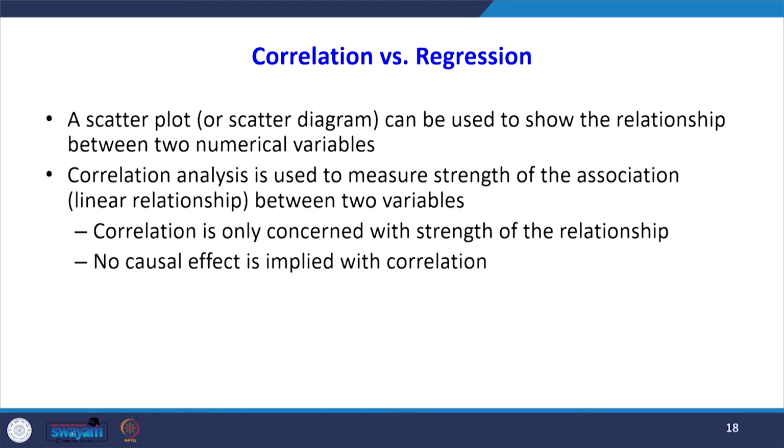A scatter plot or scatter diagram can be used to show the relationship between two numerical values. Correlation analysis is used to measure the strength of association, that is the linear relationship, between two variables. Correlation is only concerned with the strength of the relationship. No causal effect is implied with correlation. But in regression, we can say which is the independent and which is the dependent variable. In correlation, we will not say which is the dependent variable and which is the independent variable. That is the major difference between correlation and regression analysis.